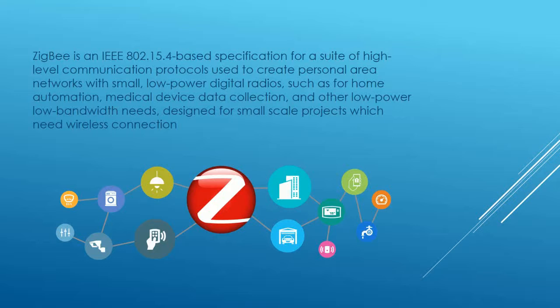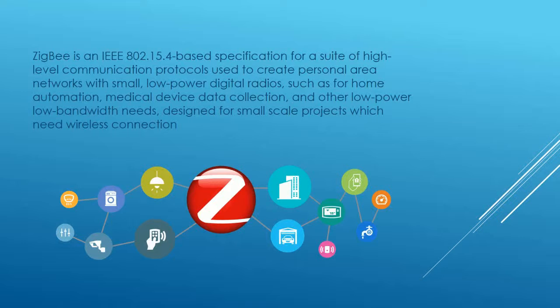Zigbee is an IEEE 802.15.4 based specification for a suite of high-level communication protocols used to create personal area networks with small, low-power digital radios, such as for home automation, medical device data collection, and other low-power, low-bandwidth needs, designed for small-scale projects which need wireless connection.